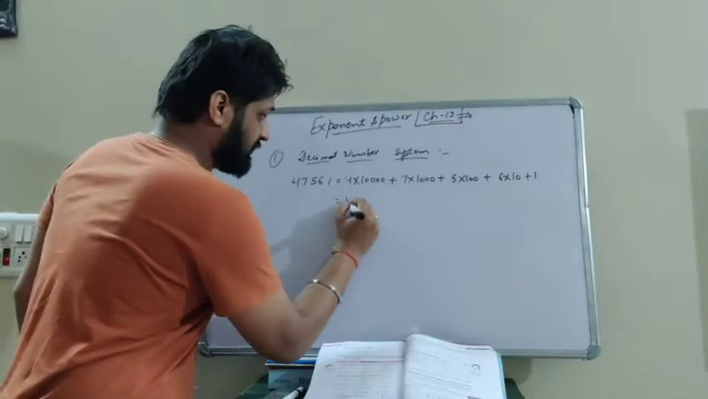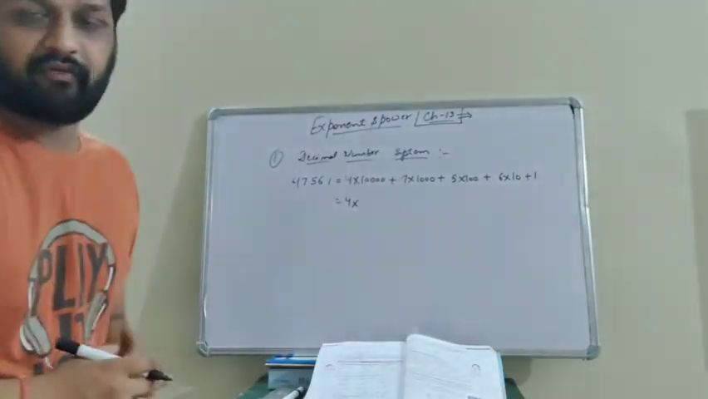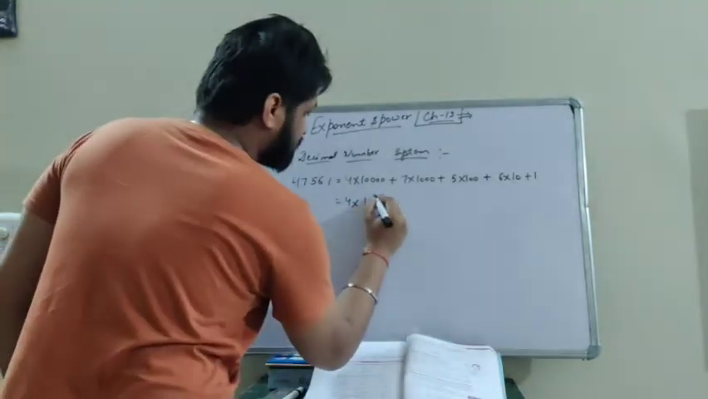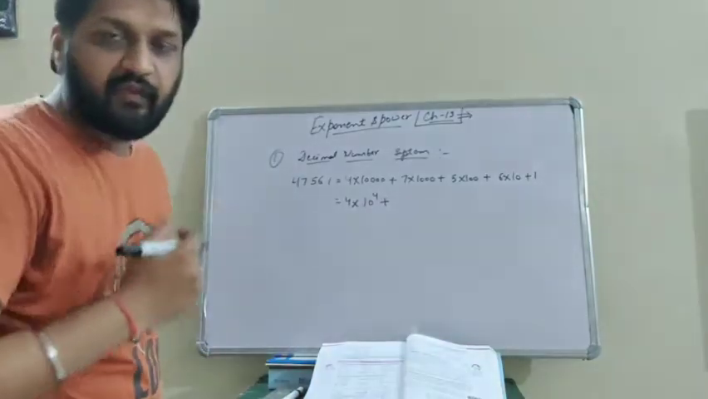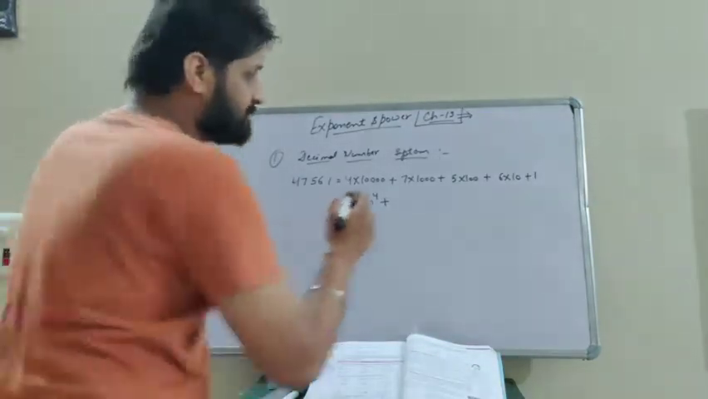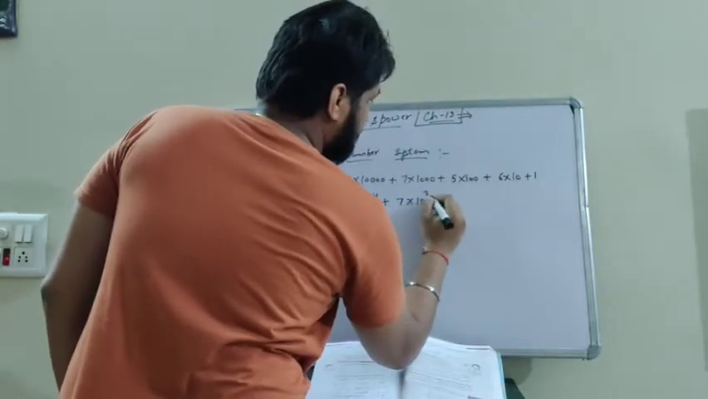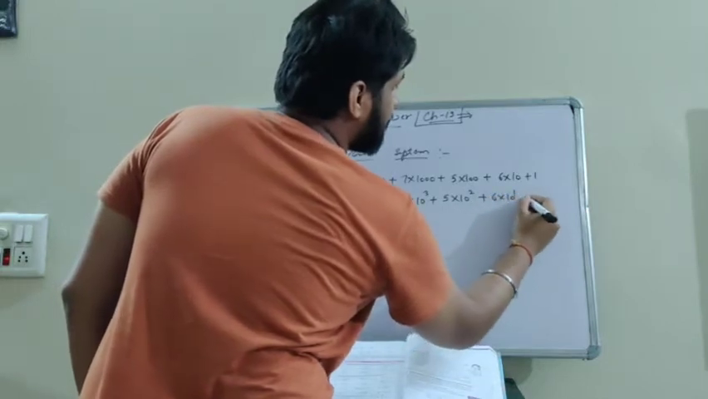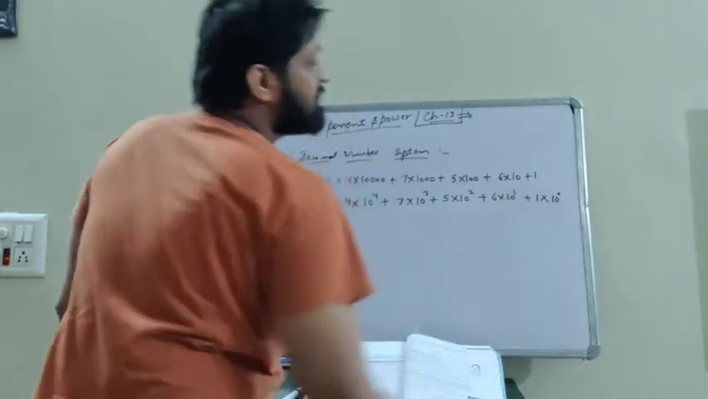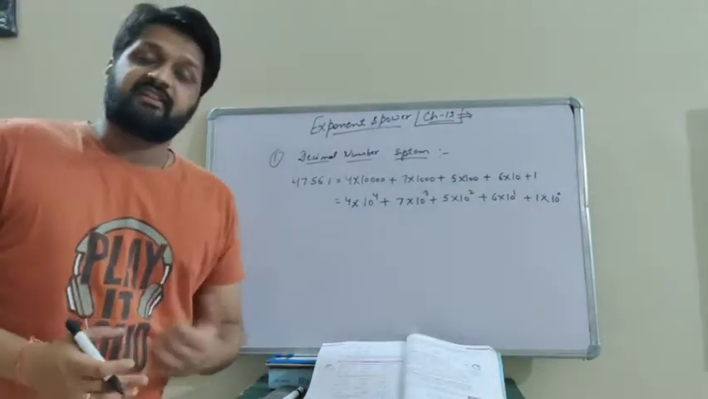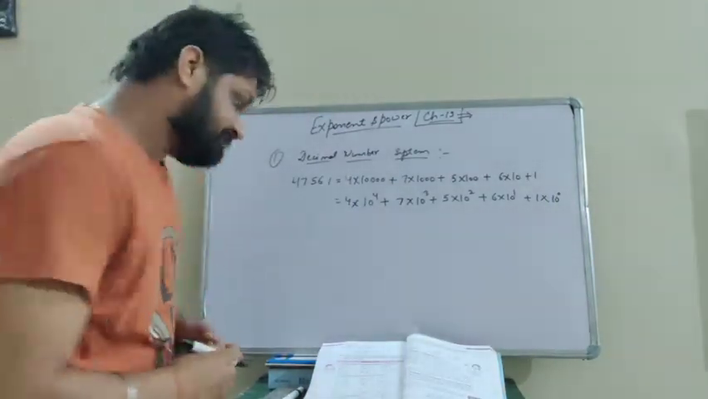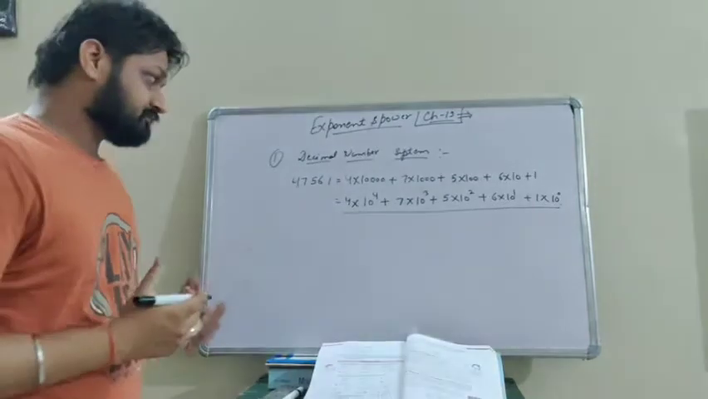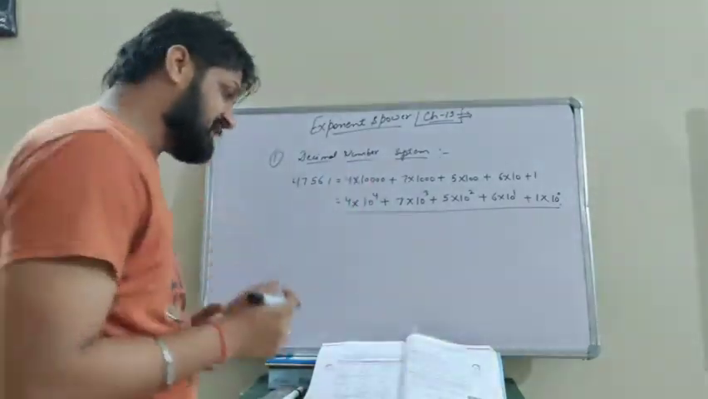Now 4 multiplied by 10,000. How can you write it in the form of exponents? It can be written as 4 into 10 raised to the power 4, plus 7 into 10 raised to the power 3, plus 5 into 10 raised to the power 2, plus 6 into 10 raised to the power 1, and plus 1, which can be written as 10 raised to the power 0, because any number raised to the power 0 comes out to be 1. So here we have expressed it in the exponential form.